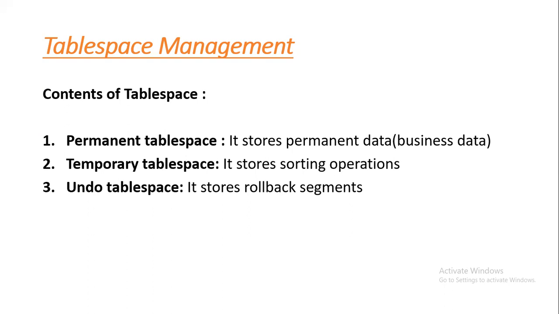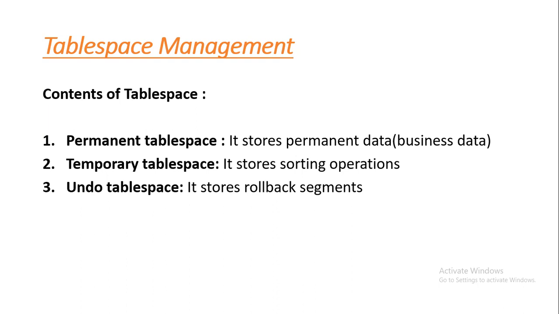The undo table space stores the rollback segments. The meaning of rollback segments is commit and rollback. We have two things. Whenever you do a transaction, suppose you are updating a value from 2 to 3. 2 will become the old value, 3 will become the new value. If you give commit, 2 will permanently become 3. If you give rollback, 3 will be replaced again with 2. But where will the previous value be stored? The previous value will be stored in the undo table space. That is the meaning of undo table space.